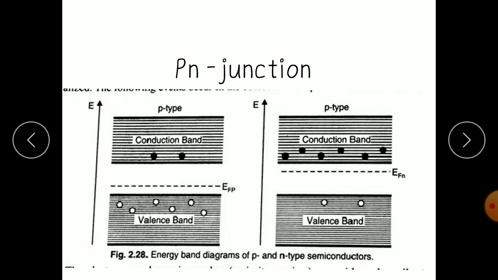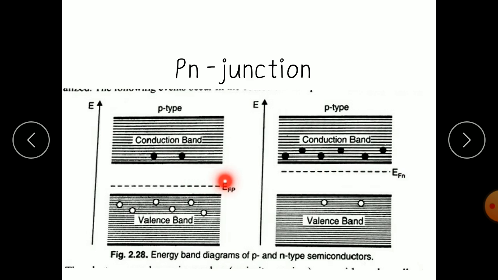If we join p and n-type material, what will happen? Up to the point where equilibrium is attained, equalization of the Fermi level takes place. The Fermi level of the p-type material goes up, while that of the n-type material goes down. When equilibrium is attained, the Fermi levels will be at the same level.